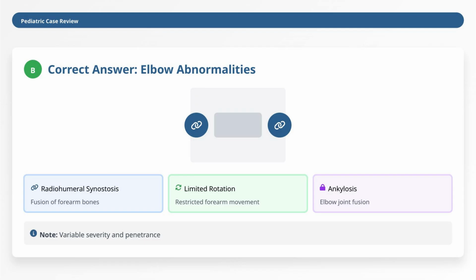Radiohumeral or radioulnar synostosis can occur in Pfeiffer syndrome, representing fusion of forearm bones that limits rotation. Some patients develop ankylosis of the elbow joint with restricted flexion and extension. These skeletal abnormalities vary in severity and do not affect all patients. Upper extremity radiographs can identify these bony fusions and guide functional therapy planning.